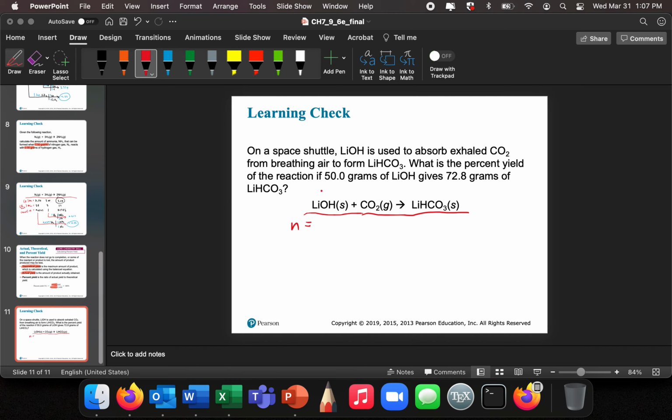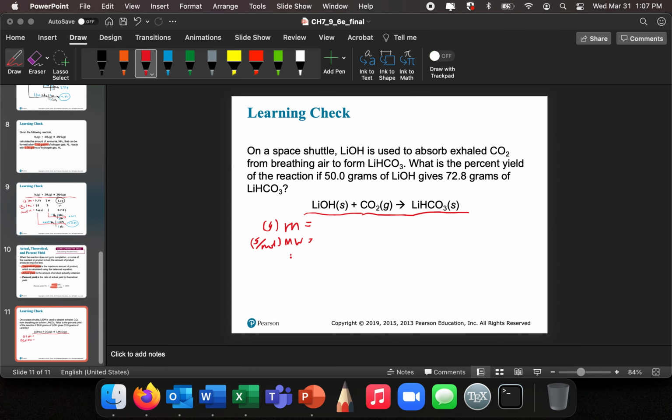I think I'm given masses. I better make that an M. Grams. Molecular weight, grams per mole. And moles. All right, on a space shuttle, lithium hydroxide is used to absorb exhaled CO2 from breathing air to form lithium hydrogen carbonate, lithium bicarbonate, according to this reaction. And I think that's balanced. It is. What is the percent yield if 50 grams gives that many grams of that?